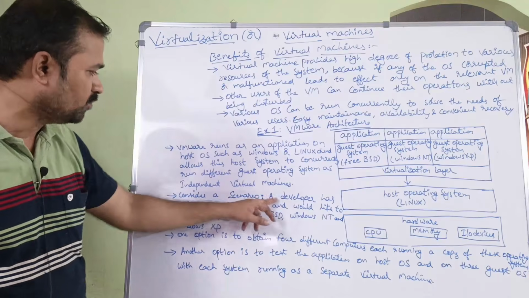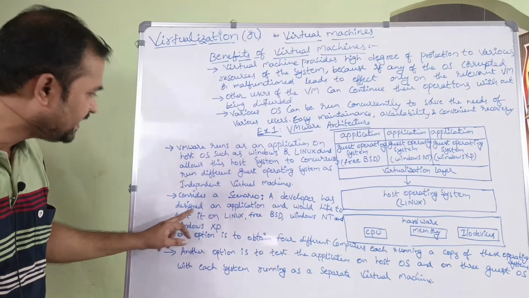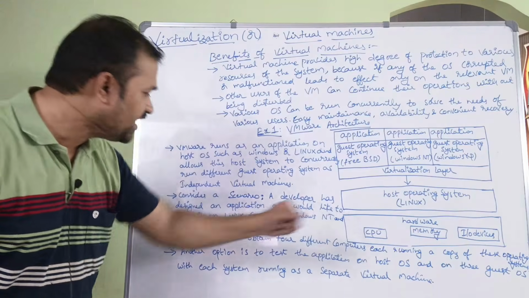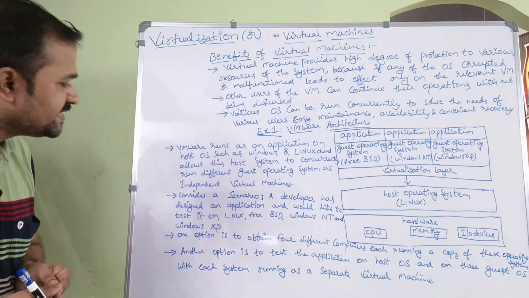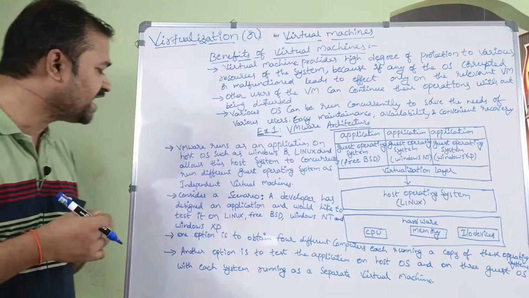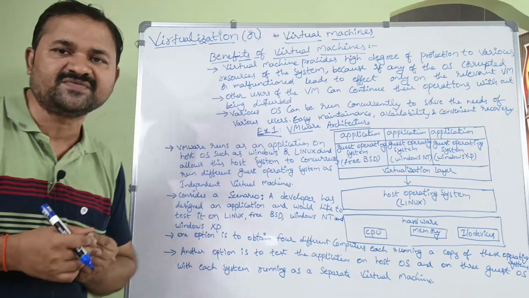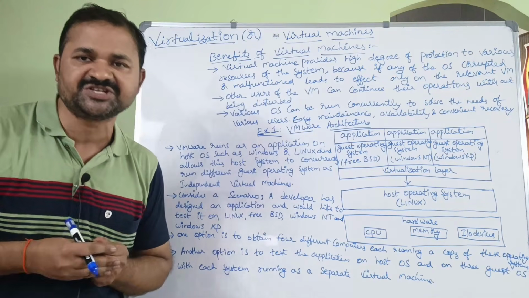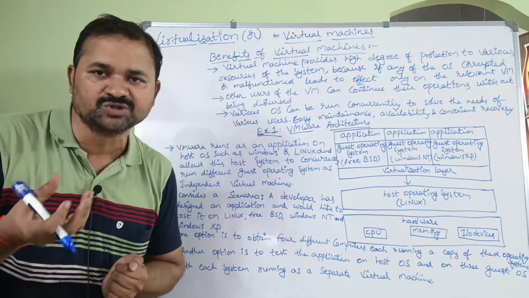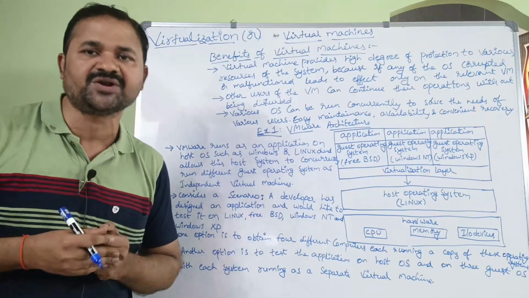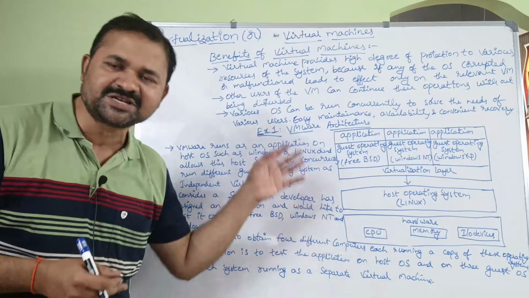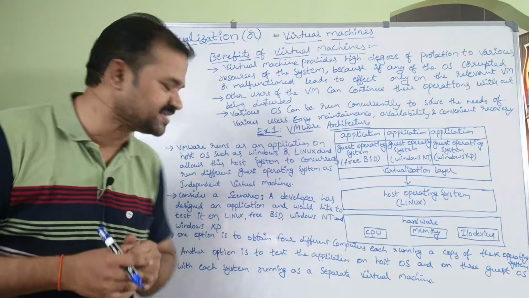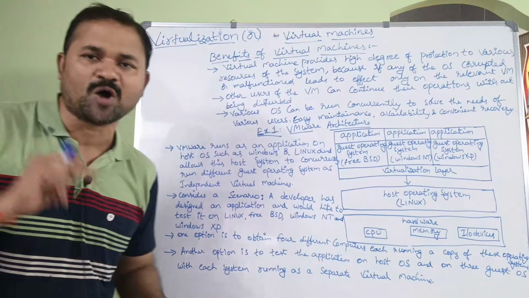Consider a scenario: a developer has designed an application and would like to test it on Linux, FreeBSD, Windows NT and Windows XP. So here what is our target? We have an application and we have to run that application on all the 4 operating systems, the host operating system as well as the 3 guest operating systems. So here we have 2 options.